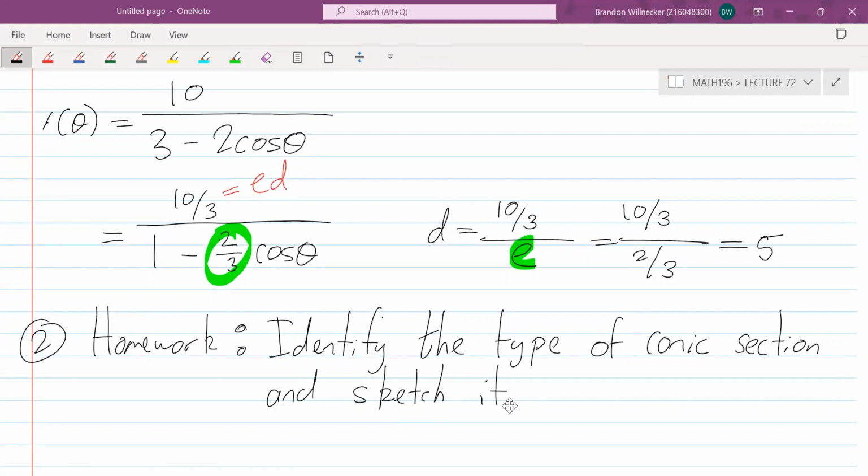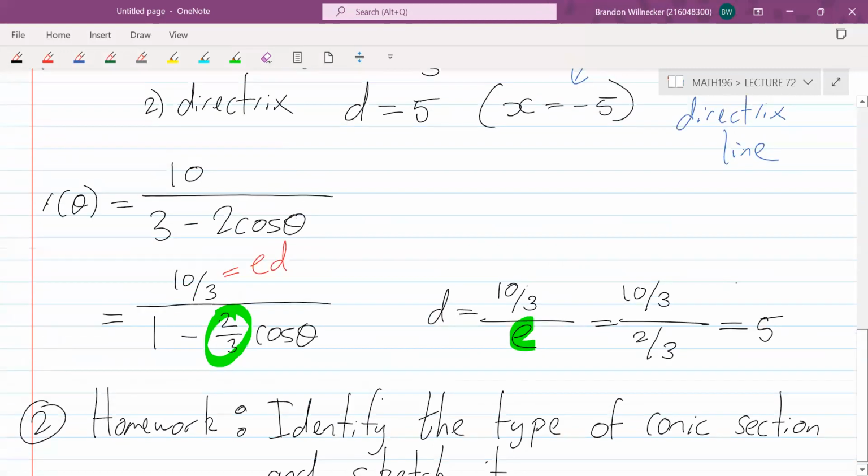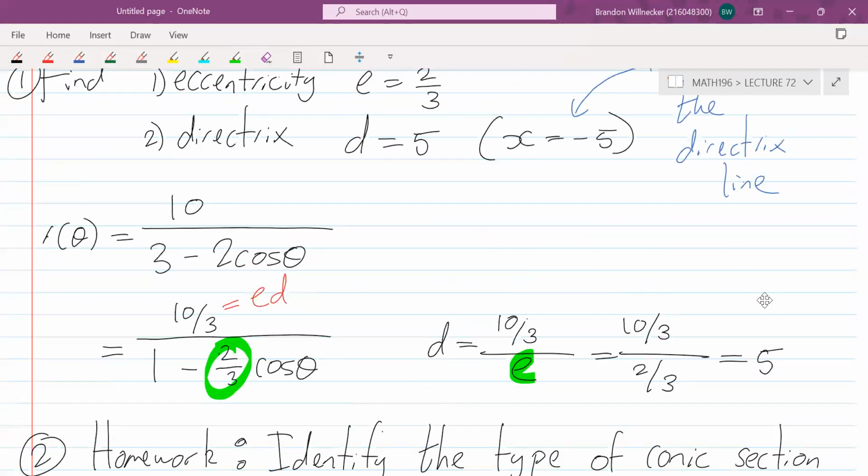Okay, so that's going to be everything for today. Tomorrow we're going to go through more on this equation here: finding the equation, given some information, and sketching the resulting curve.